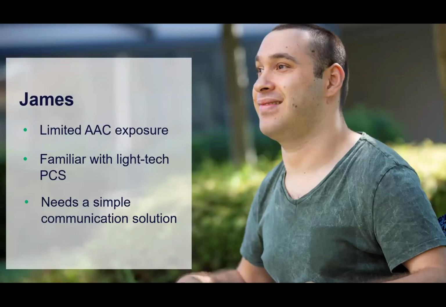Starting out with James. So James is an adult with an intellectual disability. James was never exposed to core words or literacy skills when he was younger. And in the past, he has used light tech picture communication symbols. So he would use that type of system to communicate basic needs, but he has never had exposure to a high-tech AAC system. James is living in a group home and he wants to communicate easily with his roommates and staff.